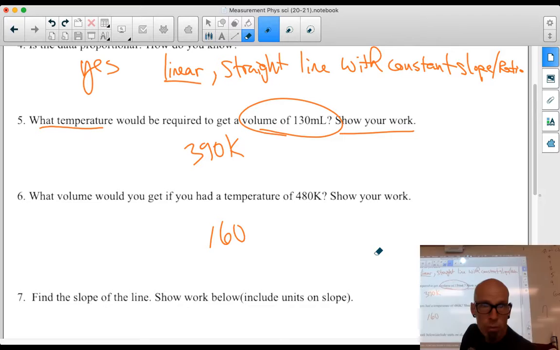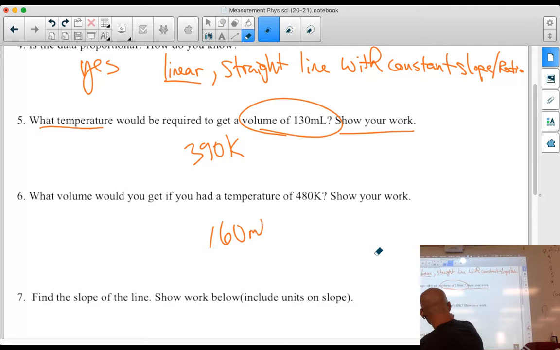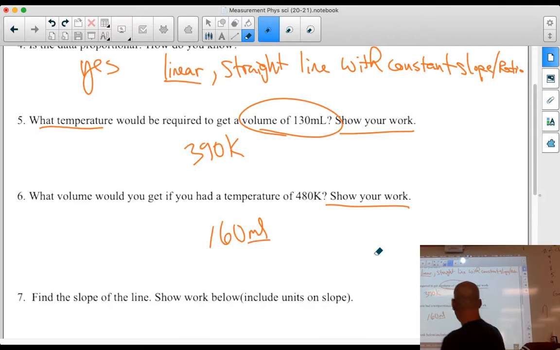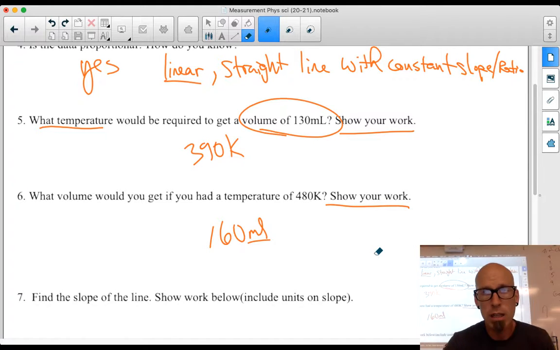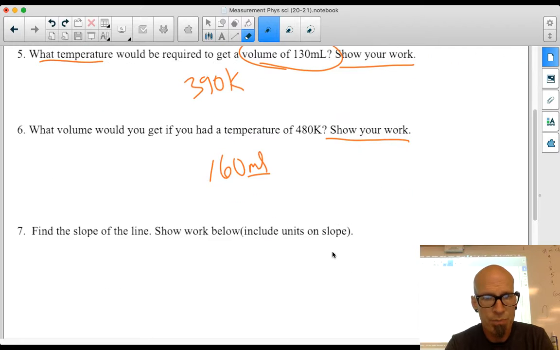Now, hopefully you got somewhere between maybe 150 and 170. Hopefully somewhere in there. You don't just put 160. It's 160 milliliters. And again, how'd you show your work? You drew some dashed lines on the graph. I hope you're catching on here.